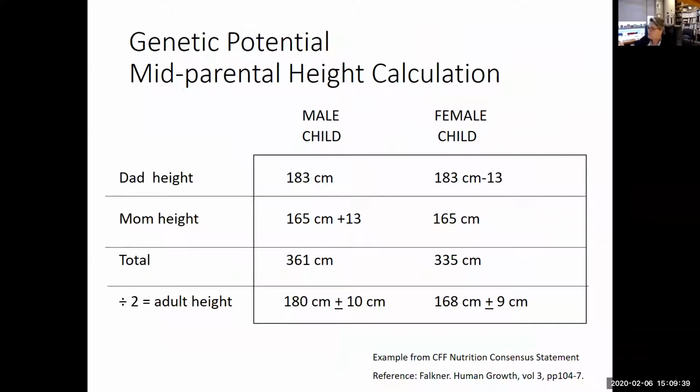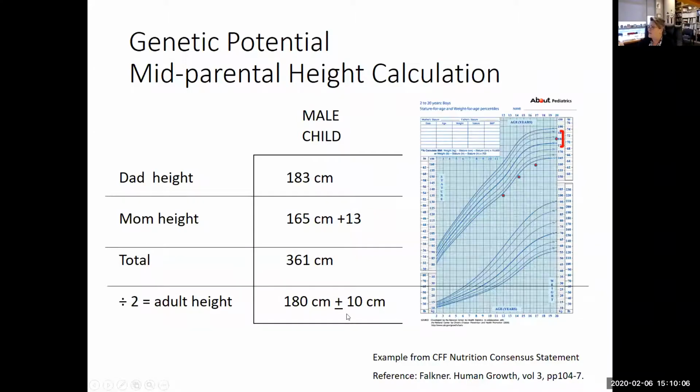I wanted to give one slide here just to illustrate genetic potential. We put a lot of stock in what the heights are of the parents, mother and father, when we're seeing a male child here for the data on the left, female child for the data on the right. And basically what you do is you take both of those heights, you give a little bit more, 13 centimeters into that sum. If you're looking at a male child, take away 13 centimeters, add it up, split it in half, and that's basically the range of where that child should be for their adult height.